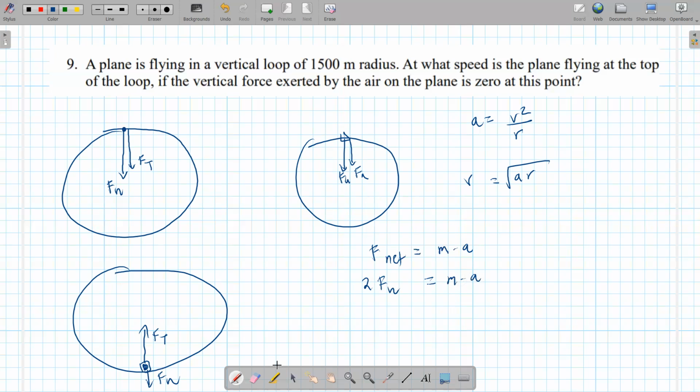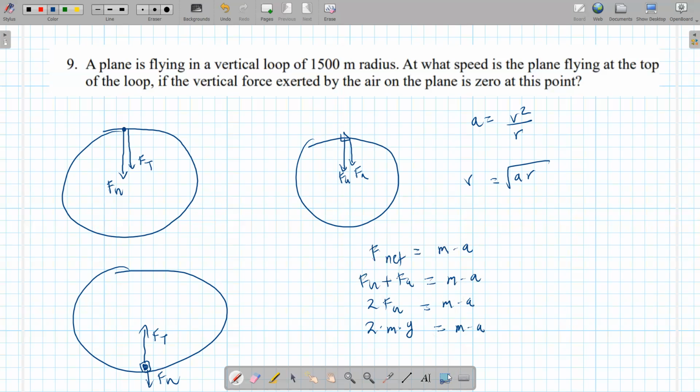Why is it 2? You have FG plus FA. I'm just going to say both of them are FG, since they're equal in magnitude. So we have MA equals 2 times FG. What's the formula for FG? It's M times G, so 2 times M times G, times 9.8.